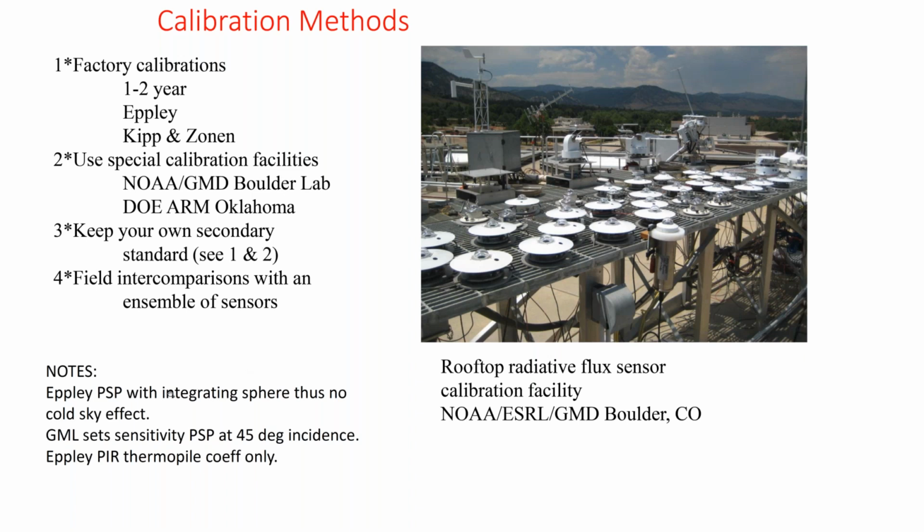Some notes on calibration though, Eppley uses what's called an integrating sphere of light bulbs, and so they don't include the cold sky effect. And GML, when they do their calibration, they set the solar sensitivity as the value at the 45-degree solar incidence and clear conditions. And if you get calibrations from Eppley, they give you the thermopile coefficient only. They don't give you that dome coefficient, which is important.